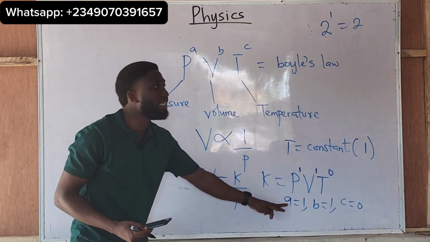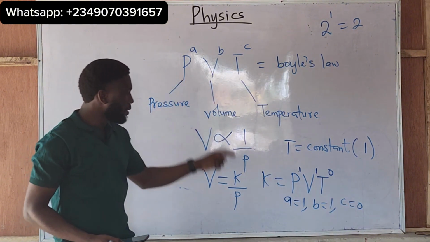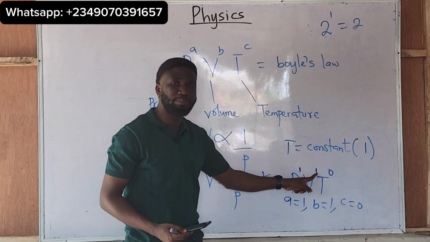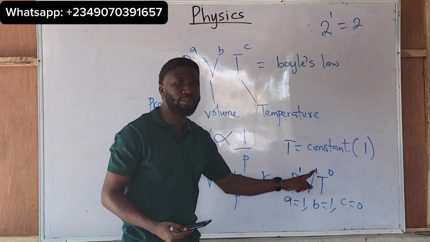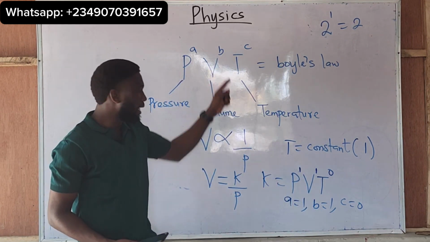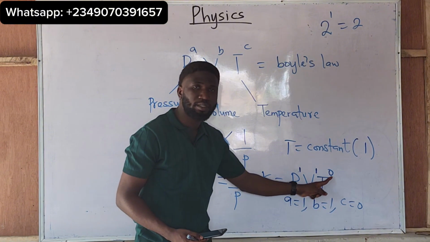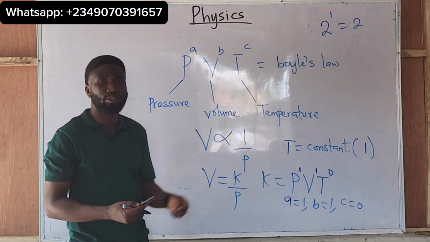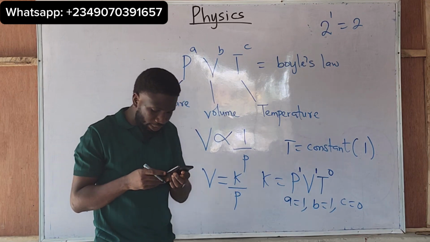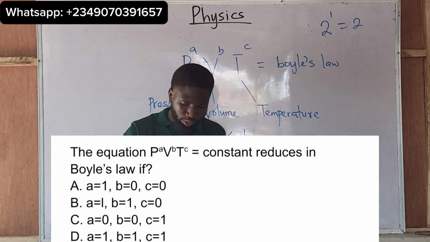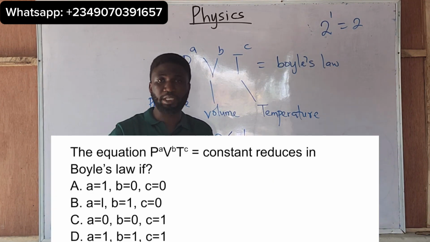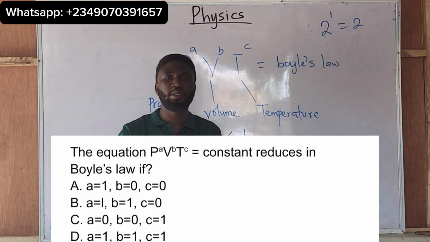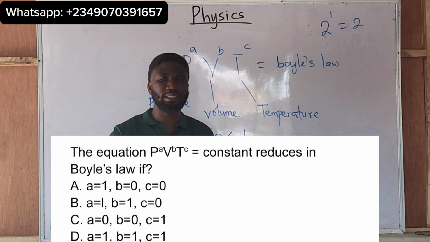Because A represents the index of P, B represents the index of V, which is what you have here. And then T has its index to be 0, which is C. So C equals 0. So the right answer then should be option B. A is 1, B is 1, and then C is 0.